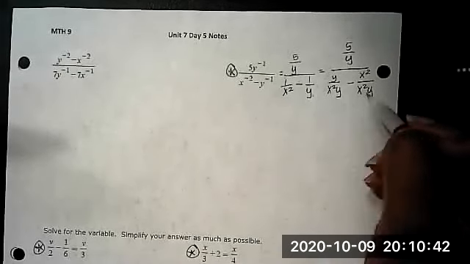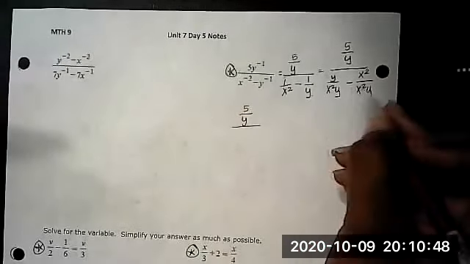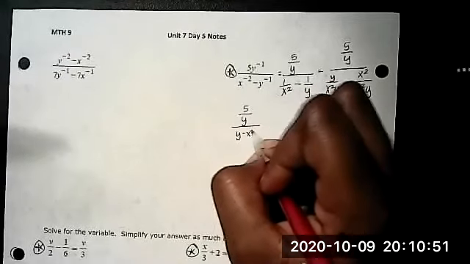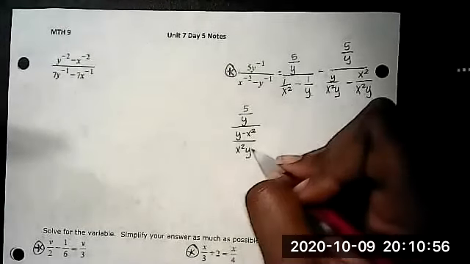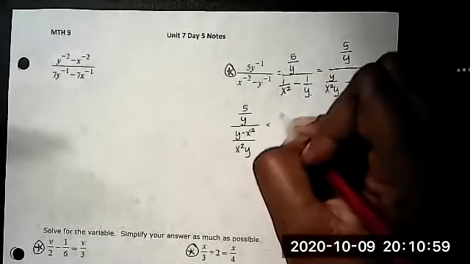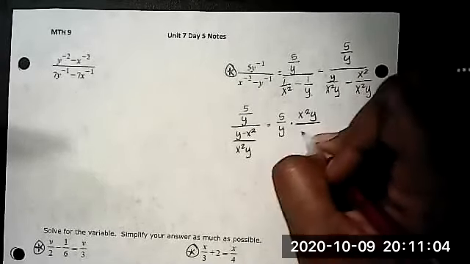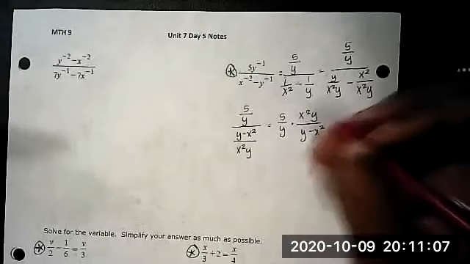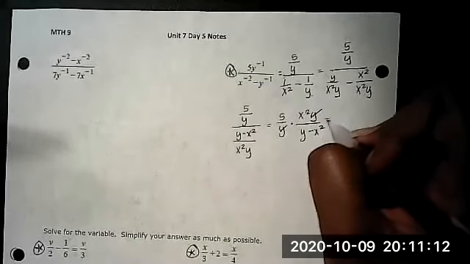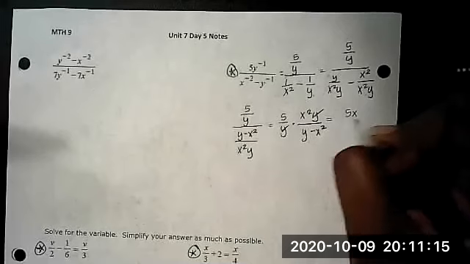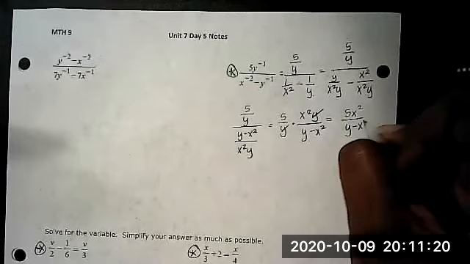So now they have like terms, you can combine them. 5 over y, divided by, of course, y minus x squared over x squared y, because I combined the like terms, and then you can put those together. Now we can write it out: 5y times x squared y over y minus x squared. Look, these y's can cancel each other out. So your answer here is going to be 5x squared over y minus x squared.